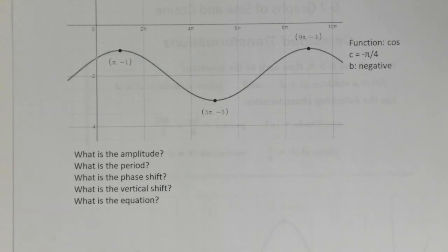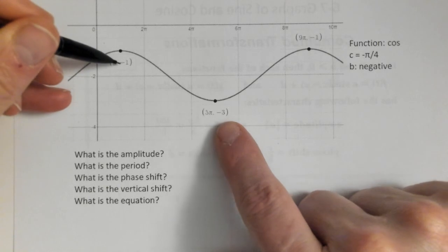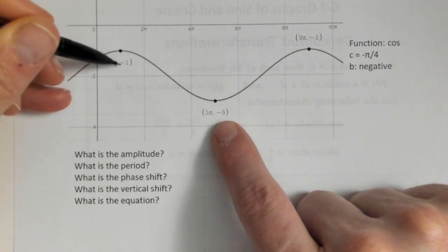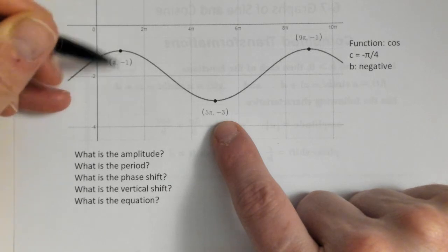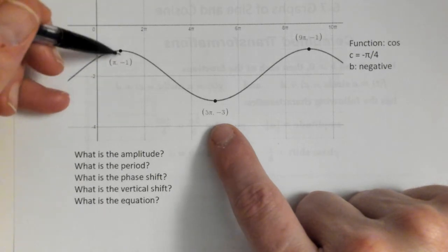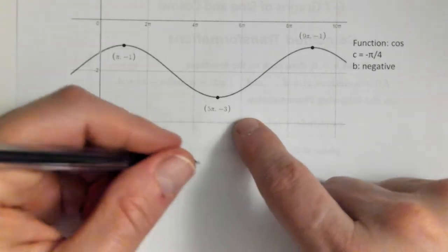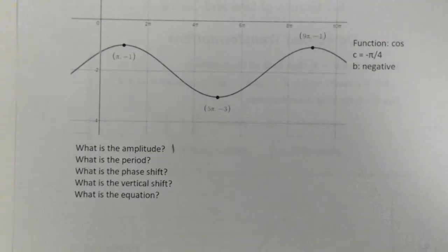Again, I'll need to look at the y values here and see it's from -3 to 1. And so the entire wave is 2, from max to min, the height of it is 2. And remember, the amplitude is half of that, so my amplitude would be 1. All right, so amplitude here is 1.